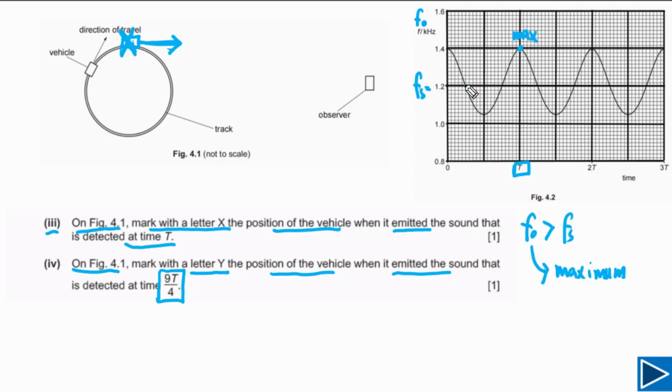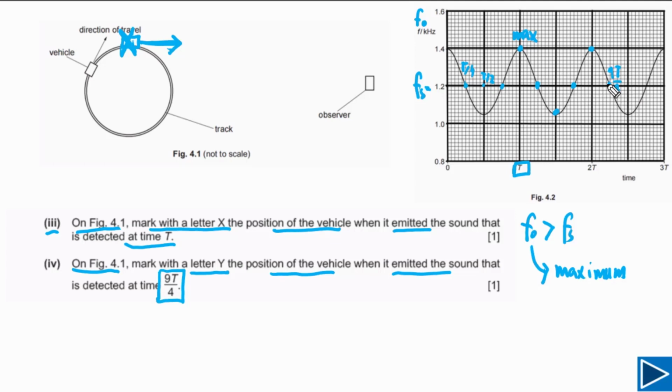Now if you look at this one, this is T by 4. So this is 1T by 4. So this will be T by 2, meaning 2T by 4. And here 3T by 4. So here we will have 4T by 4, and here we will have 5T by 4, here 6T by 4, here 7T by 4, here 8T by 4, and here we will have 9T by 4.